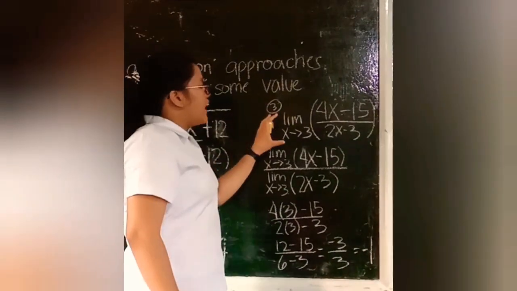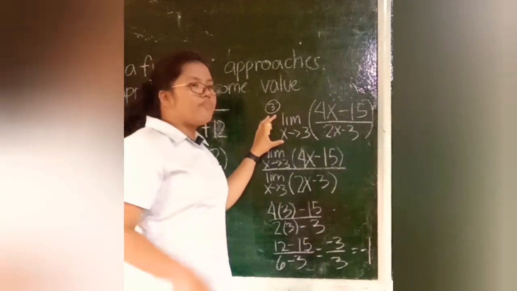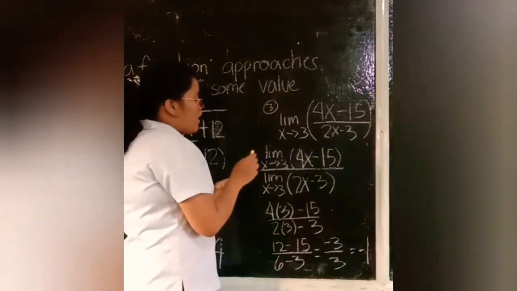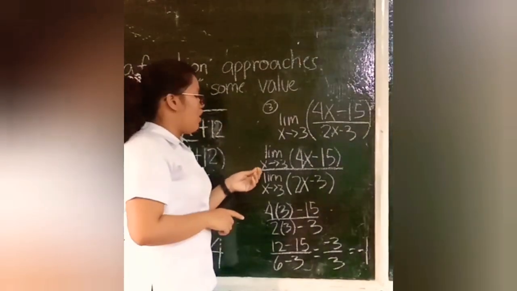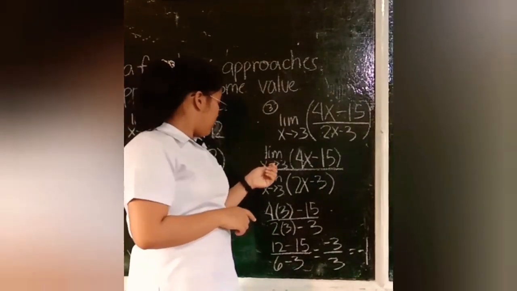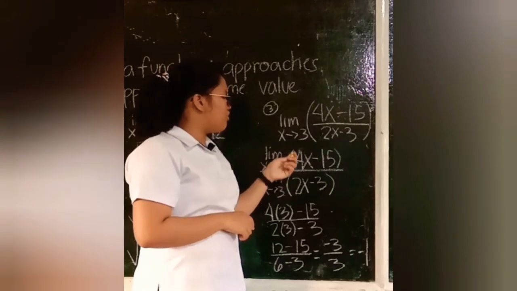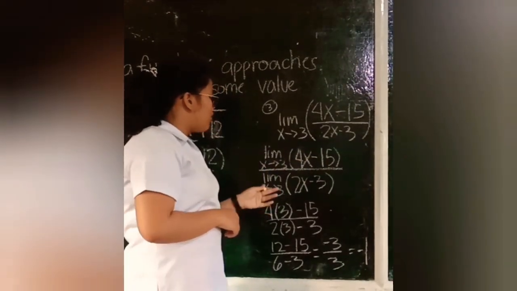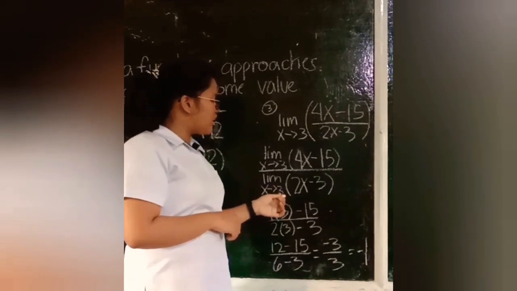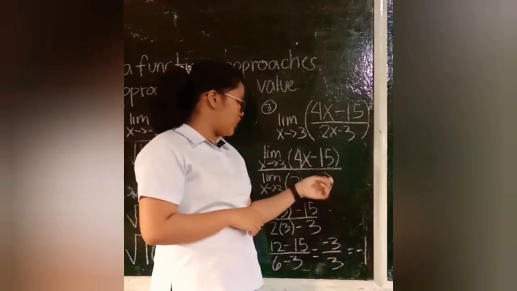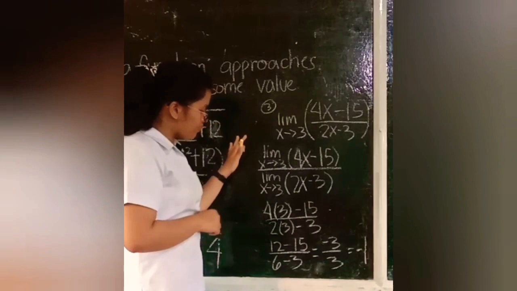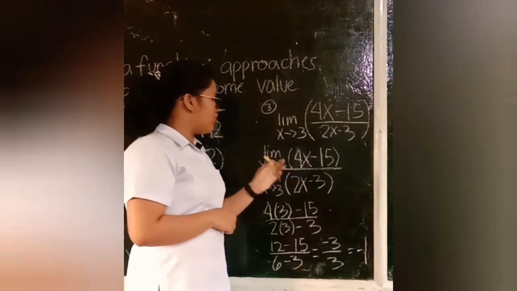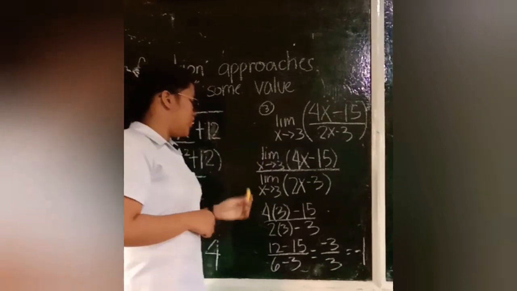So we can take the limit by applying the properties of quotients. So the limit as x approaches 3 of 4x minus 15, over the limit as x approaches 3 of 2x minus 3. So, we're going to replace x with its value, which is 3.